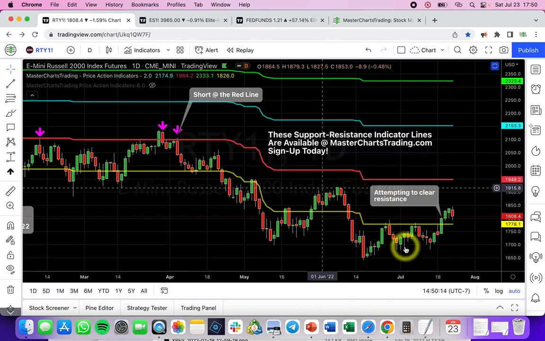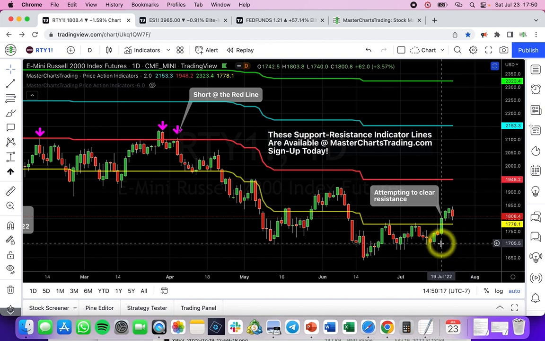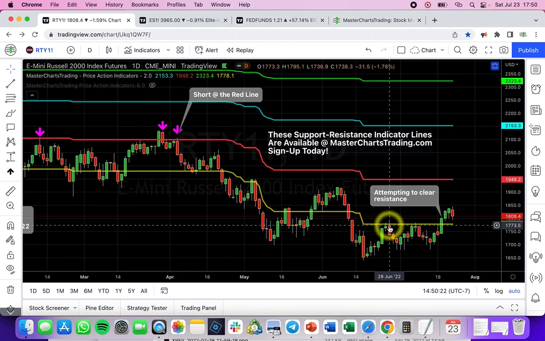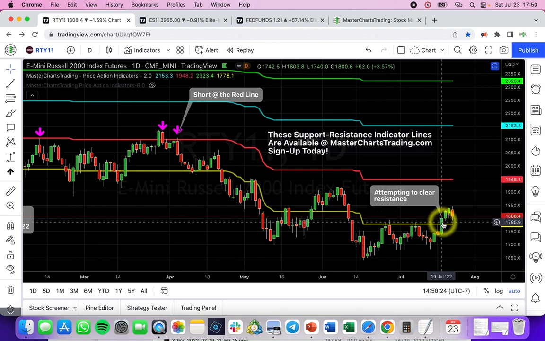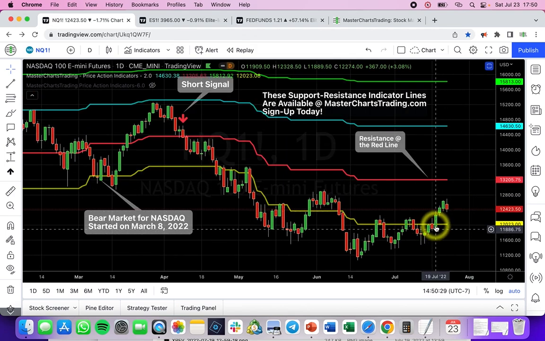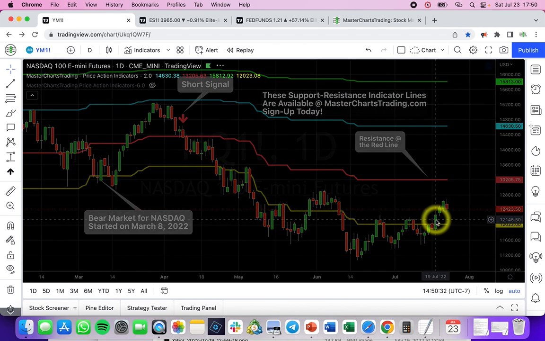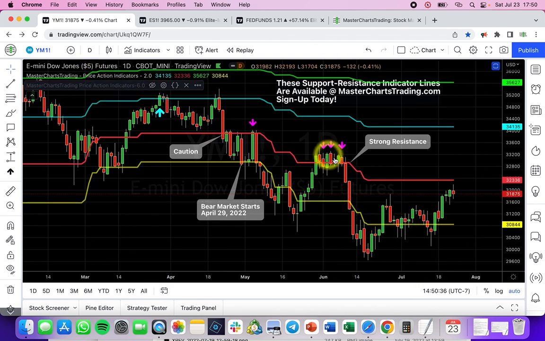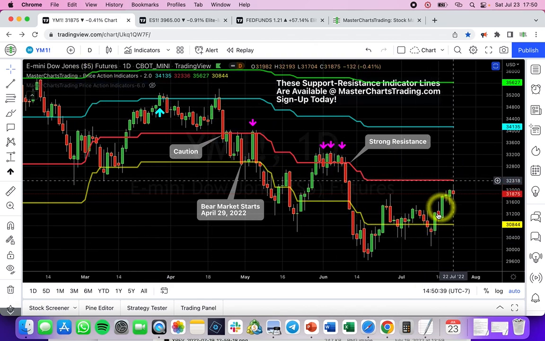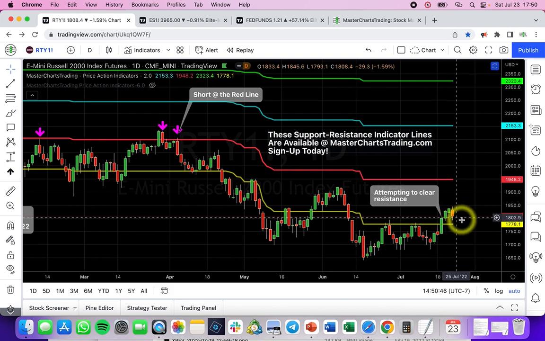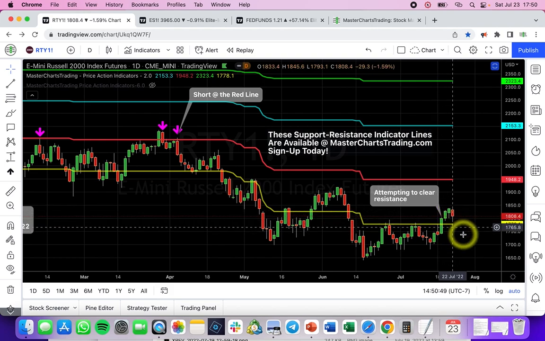Russell 2000 was weaker than the rest of the markets. You can see that it finally cleared previous highs, especially the 28th of June high, on the 19th of July. If you look at NASDAQ, it was the same thing on the 19th of July, but for Dow Jones, you can see that we're much stronger. So we're approaching the red line. Notice that for Russell, we just barely cleared the yellow line. So let's see what happens in the next few days.